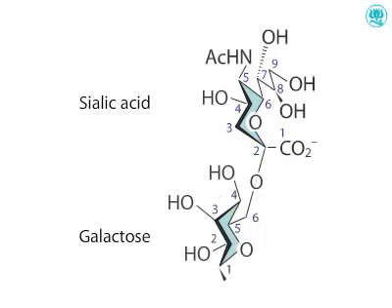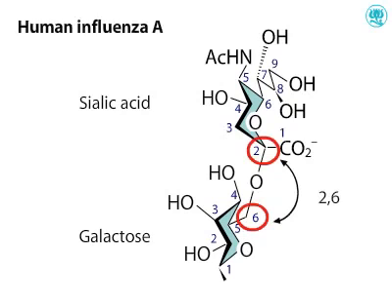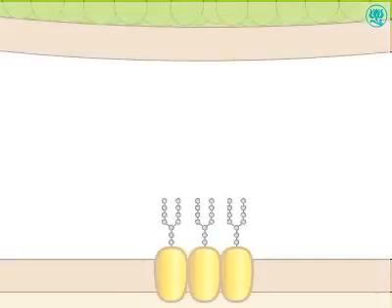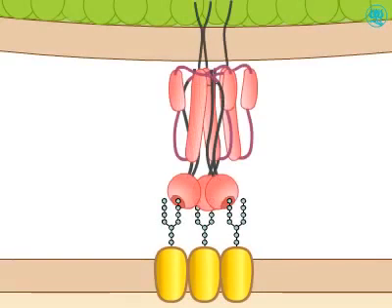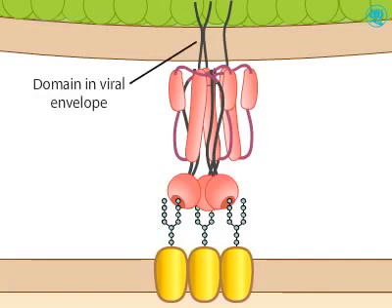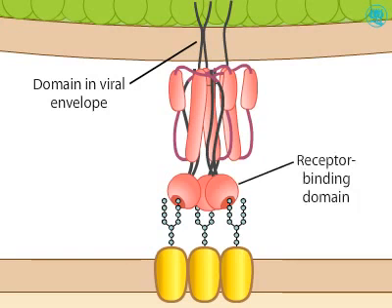In contrast, the upper respiratory tract of humans contains mainly alpha-2,6 linked receptors, and it is to these receptors that human influenza A viruses bind. The hemagglutinin complex consists of a trimer of subunits. Each subunit includes a domain that passes through the viral envelope and a domain that binds to the sialic acid receptors on the host cell.